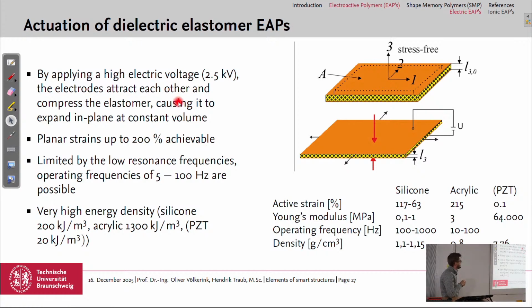By applying a high electric voltage, 2.5 kilovolts, the electrodes attract each other and compress the elastomer, and this causes an expansion in the in-plane directions, and we can get planar strains up to 200%, also rather high stretching, like we saw in the video. But it's limited by low resonance frequency, and the operating frequencies are quite low, 5 to 100 hertz. But we have a very high energy density. If we compare it again to our lead zirconate titanate, the piezoceramic has 0.1% high active strain, and here up to 250%, depending on the elastomer. But Young's modulus is not 64 gigapascals, but only 3 megapascals, or 0.1 to 1 megapascals. Also the density is around 1, so really a light material.